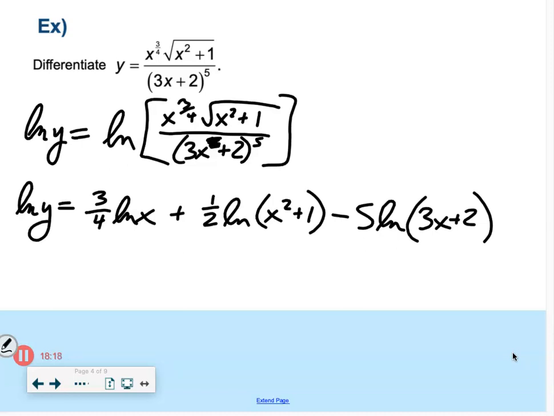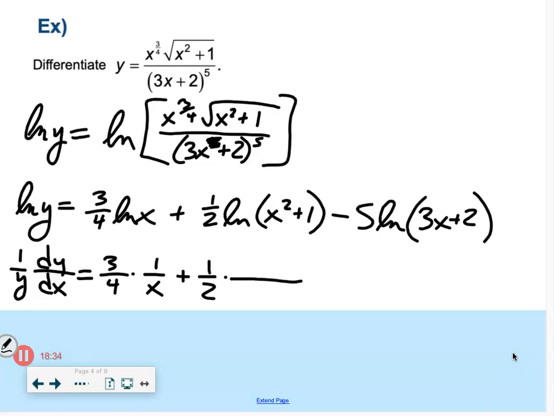Hey, what's the derivative of ln(y)? 1 over y dy dx equals 3/4 times derivative of ln x. 1 over x. Okay, plus 1/2 times, what goes on the bottom? What goes on the top? 2x. Okay. Minus 5 times, what goes on the bottom? 3x plus 2. What goes on the top? 3. Are we all good? I start to feel better about derivatives of logs. They're pretty easy, right? Once you get used to them, they actually are pretty quick.